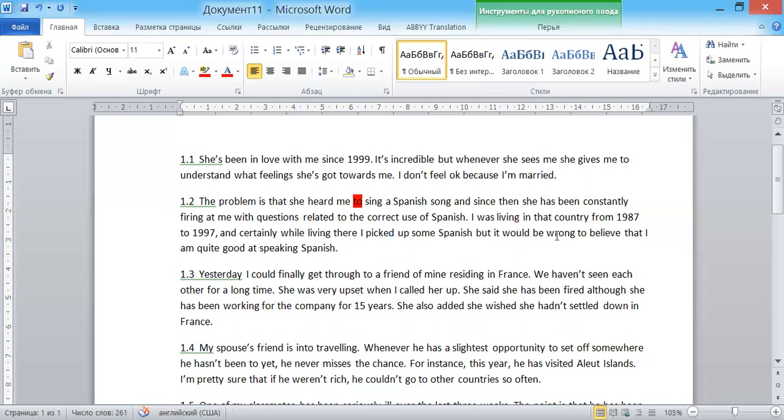It would be wrong to believe. Yeah, when the person isn't sure about what he is going to say, so we use the would verb. Yeah, it would be wrong to believe that I am quite good at speaking. Yeah, at is a preposition. That's why we use the gerund speaking Spanish. So there is only one mistake in this sentence, this one. The incorrect use of the complex object construction.